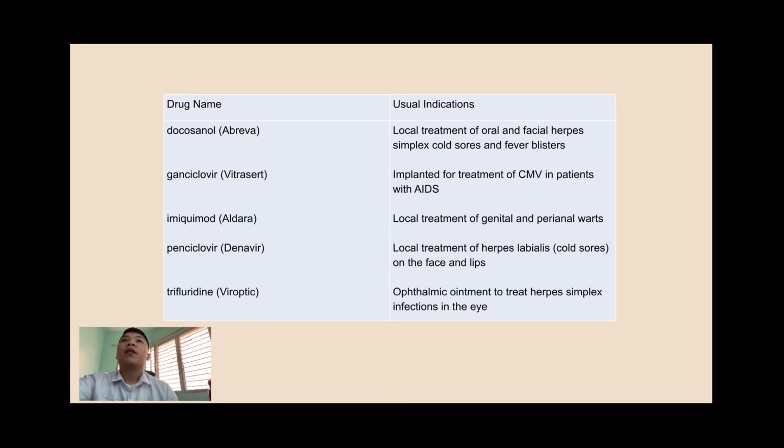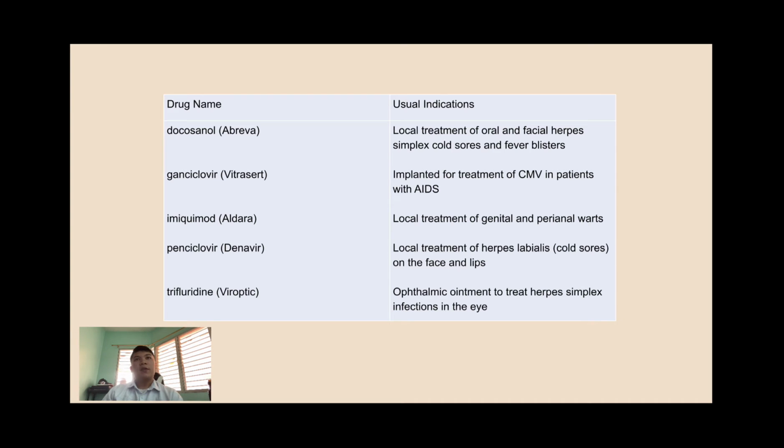Next would be the drugs used here in the locally active antiviral agents. The given are docosanol, ganciclovir, imiquimod, penciclovir, and trifluridine. Here you can see the drug names and their usual indications. First would be docosanol. This drug was approved as a cream for oral herpes after clinical trials by the FDA in July 2000. It was shown to shorten healing time by 17.5 hours on average, with a 95% confidence interval of 2 to 22 hours in a placebo-controlled trial.